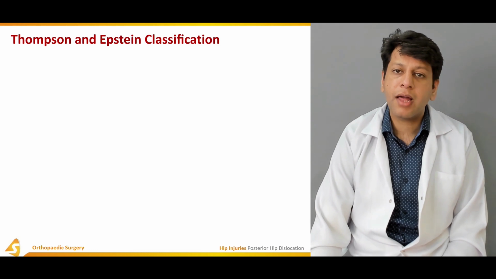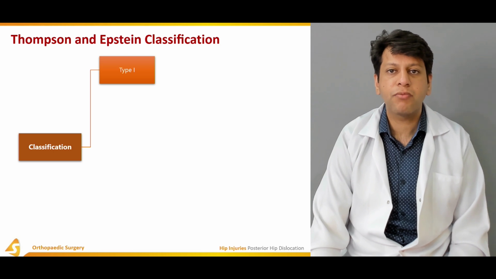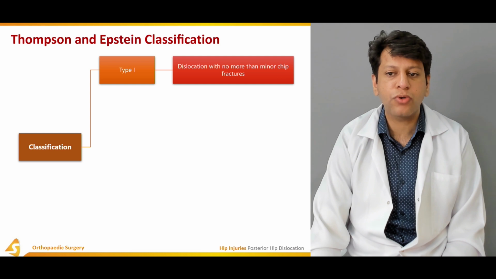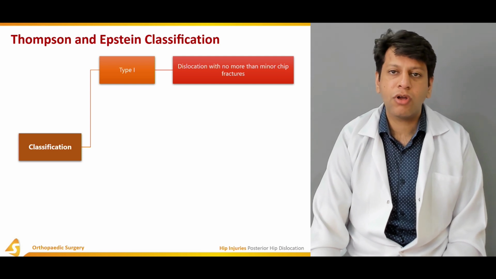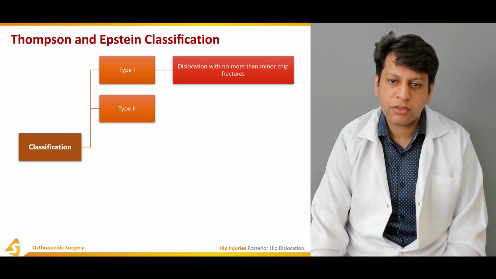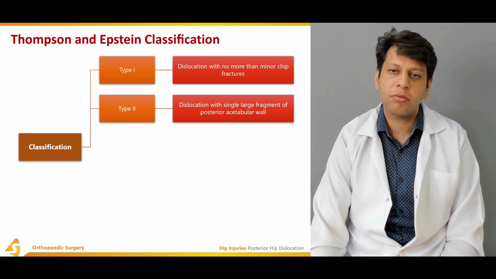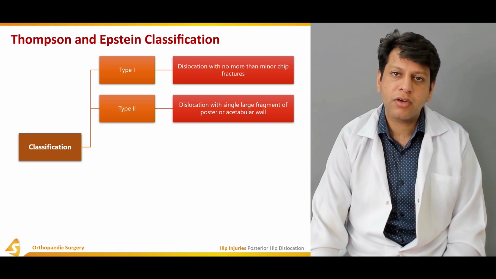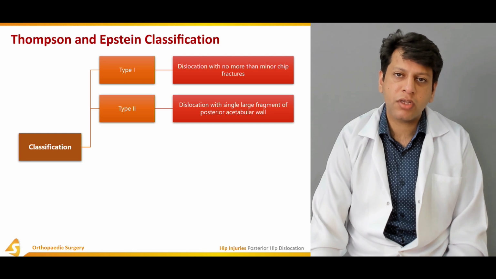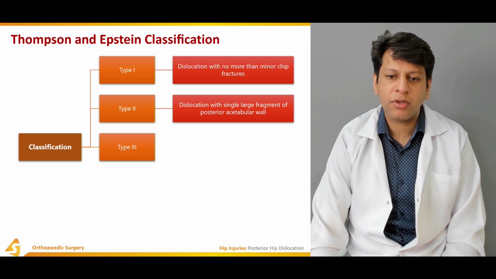Then there is the Thompson and Epstein classification. This classification is for posterior hip dislocation. Type 1 indicates a dislocation with no more than minor chip fractures. These are all classifications of complex posterior hip dislocations. Type 2 is dislocation with a single large bony fragment of the posterior acetabular wall. There is always inter-observer variability, but generally it's a large piece; a small piece would probably be agreed upon.